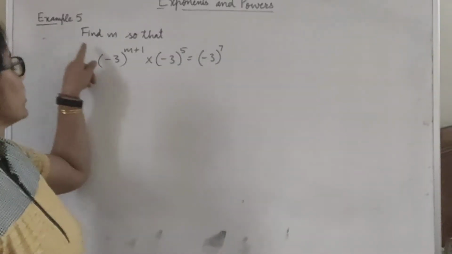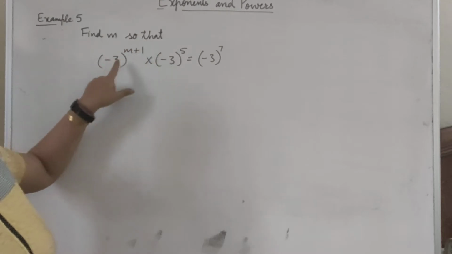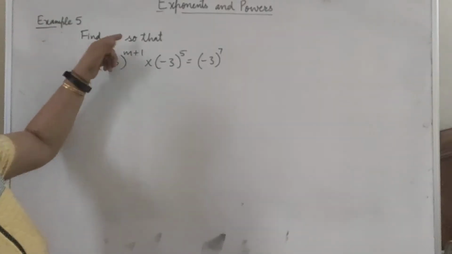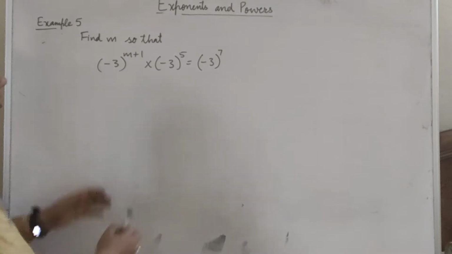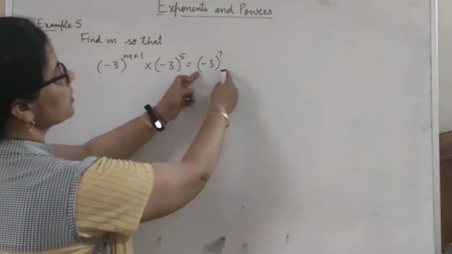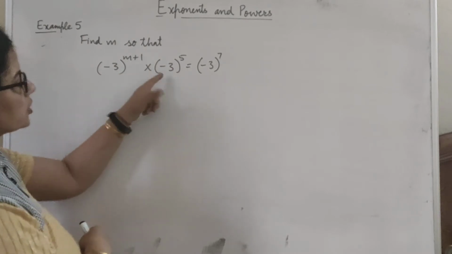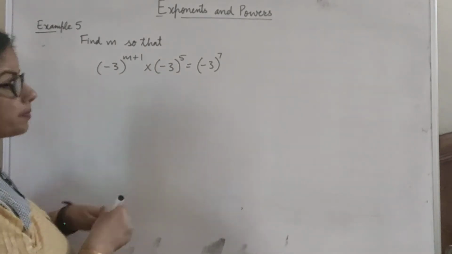First, example 5: find m so that this into this is equal to this. We want to find m here, and m is the exponent. See how we will find. This is our left side, this is our right side. On the left side we want to multiply exponential forms. So how will we multiply?